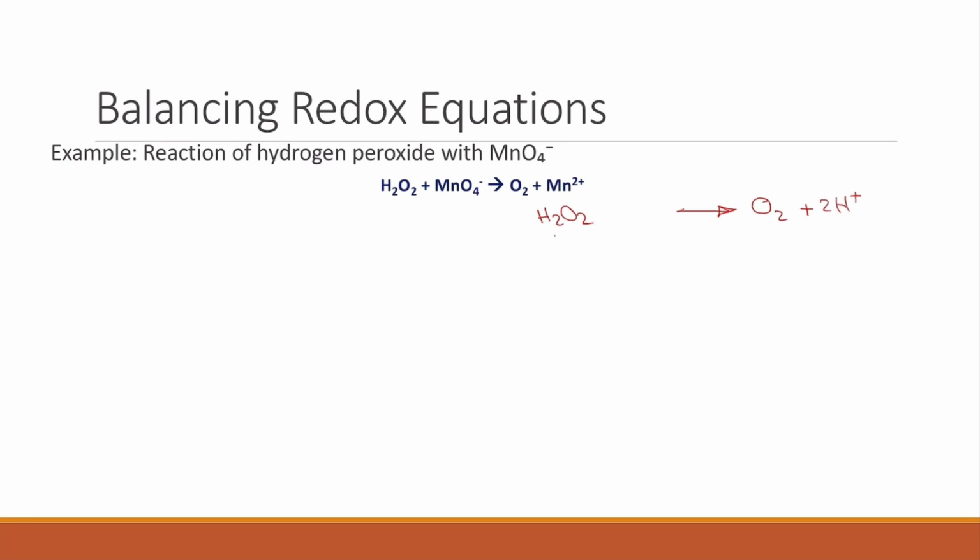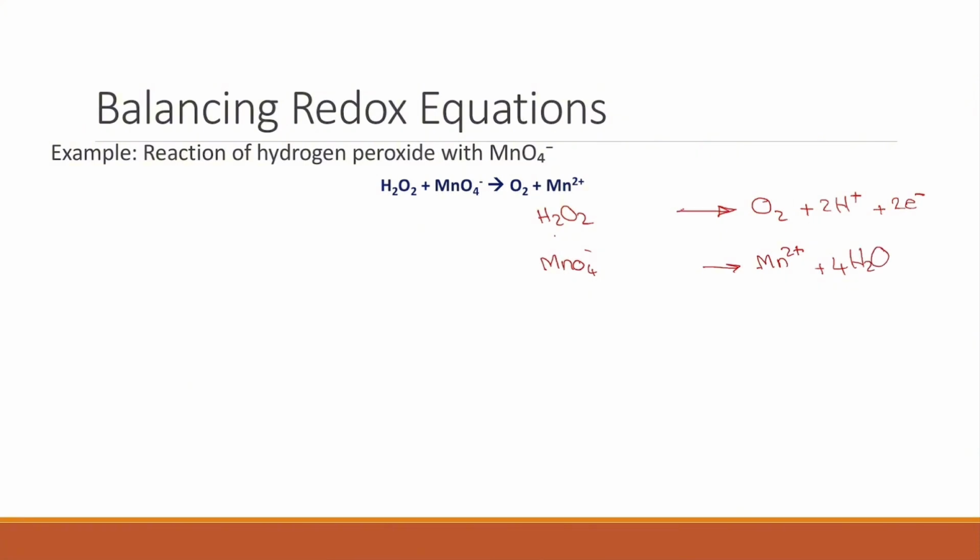Now we need to balance the charge. The charge on the left-hand side is 0. On the right-hand side, it's 2 plus. So we need to add 2 electrons to make it 0. Now moving on to the manganate. The manganate here has changed into manganese 2 plus, so the manganese is balanced. Now we need to balance the oxygen. There are 4 oxygens on the left-hand side, so we need to add 4 oxygens on the right-hand side. The oxygen will be balanced by adding water, so we need to add 4 water molecules.